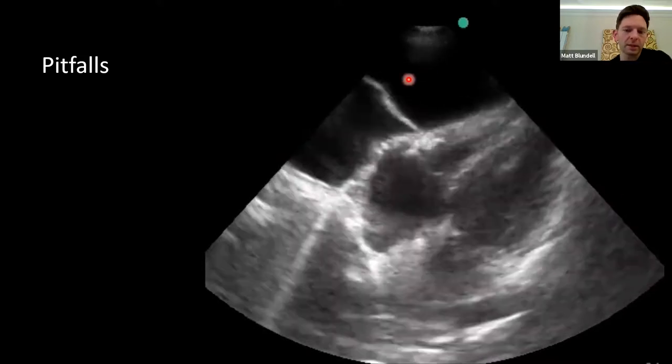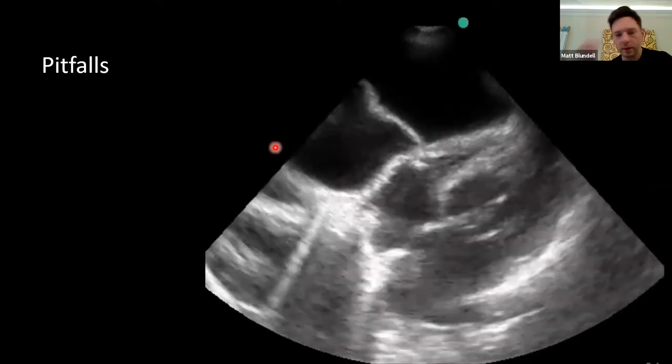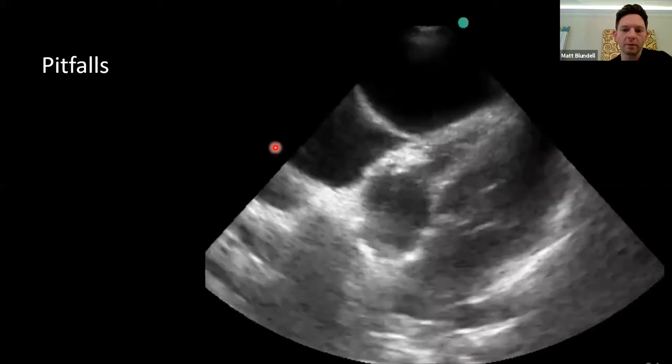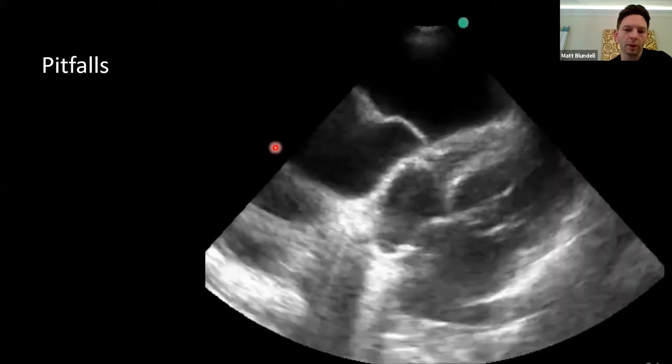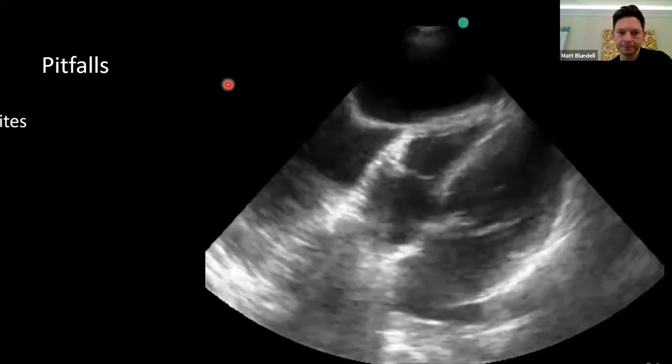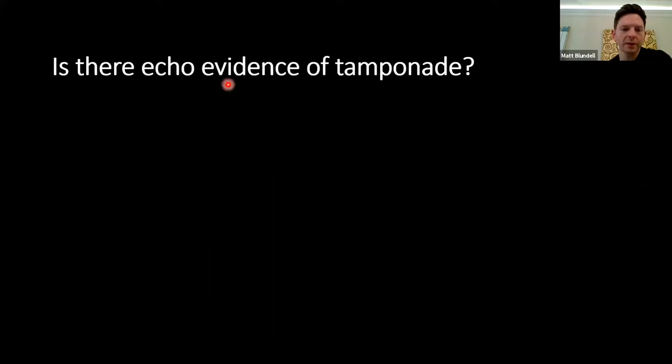Again, if you thought it was ascites, you'd probably change probe and look in the abdomen as well, see if there's any evidence of free fluid. So if you do see free fluid, what you think is pericardial effusion, try and find it in another view just to confirm. So ascites. So, evidence of echo or something else. So you found pericardial effusion.